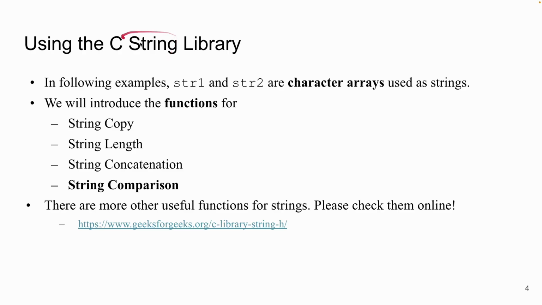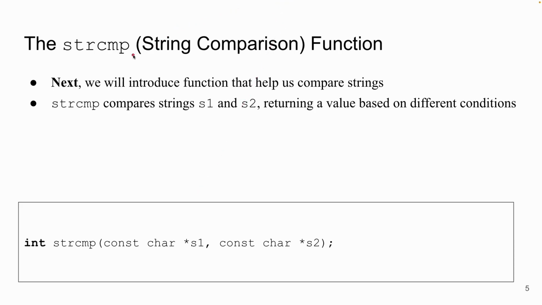So again, let's assume that str1 and str2 are character arrays, and then how to use these 2 character arrays with the string comparison function. The name of the string comparison function is strcmp. This is the abbreviation for string comparison. And this is the prototype of strcmp here. Again, we have s1 and s2. What this function will do is compare s1 and s2 and return a value based on different conditions.